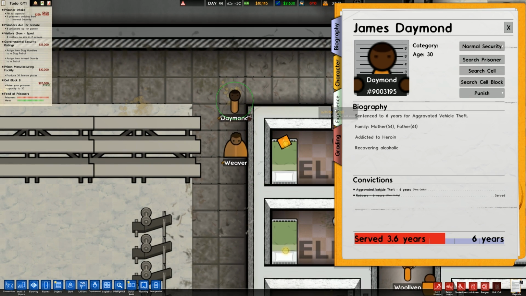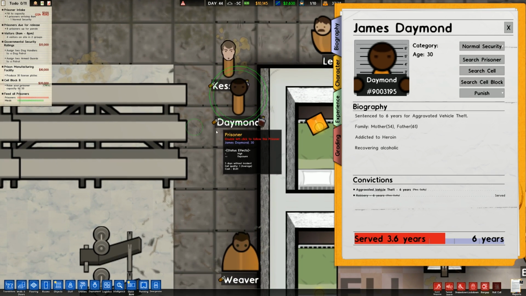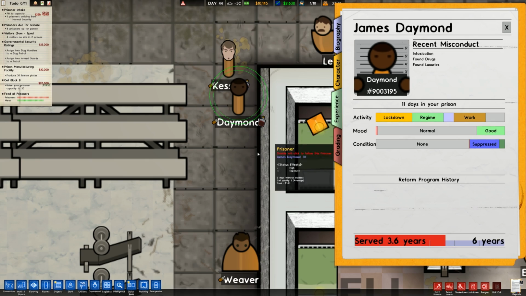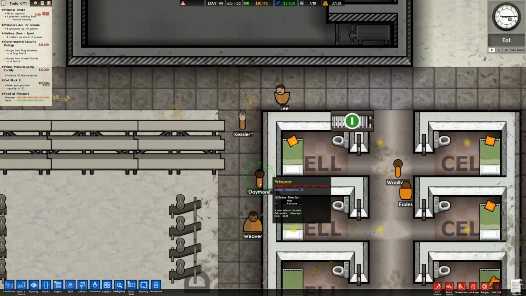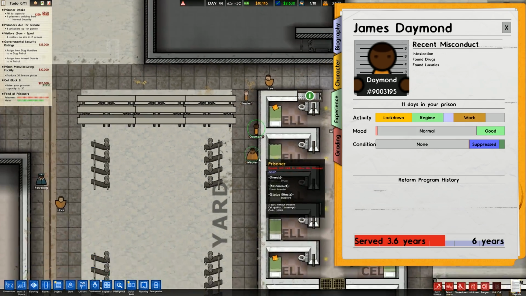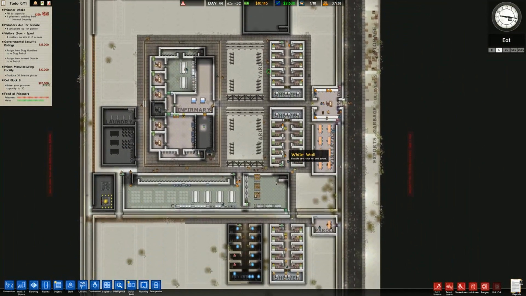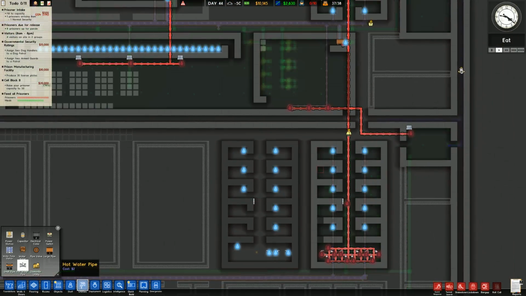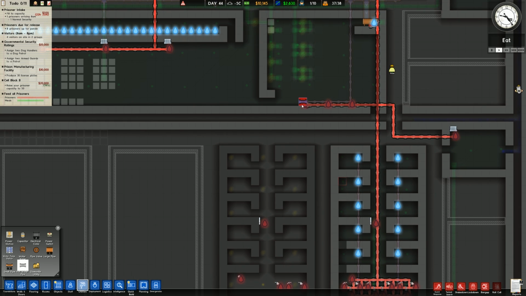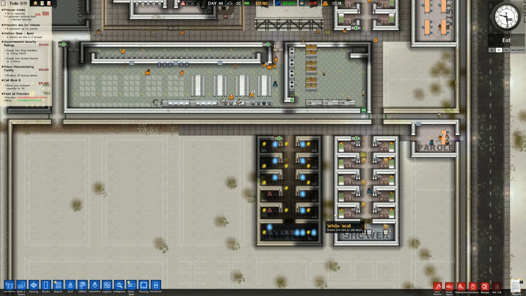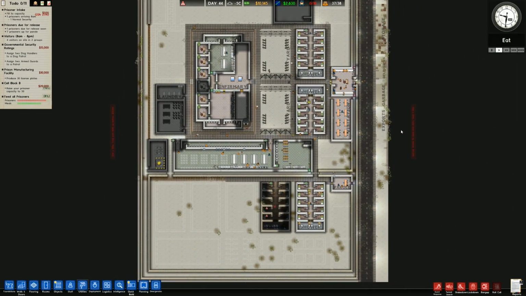So, James Damond, you can see, has 2 symbols on their name there. That is alcohol dependency as well as drug dependency. Intoxication. They are actually intoxicated. Recent misconduct. So reform is something that other prisons do. Anyway, we're going to go over to our hot water pipe and we'll see just how far this thing can run. And I can't place anything because they haven't built a bit at the back. Oh well. Okay, we will leave it there.